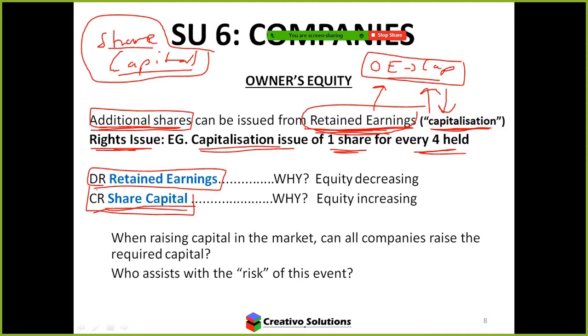How do you decrease a capital account? You have to debit it. Yep. Right, so there's the basic working. Debit retained earnings, credit share capital. You're increasing equity and you're decreasing equity, but you're doing it using shares. You're changing profit into shares, because of a decision that the directors have taken or the shareholders have voted on. Okay, all right. So when raising capital in the market, can all companies raise the required capital? We just spoke about it.